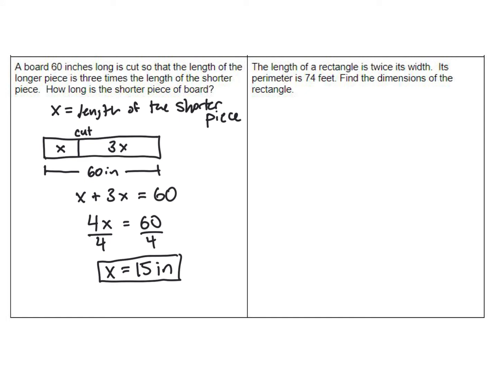Okay, so I defined my variable. I here, again, drew a diagram to help me understand the problem, wrote an equation, substituted, and solved. All right, next one says the length of a rectangle is twice its width. Its perimeter is 74. Find the dimensions of the rectangle.